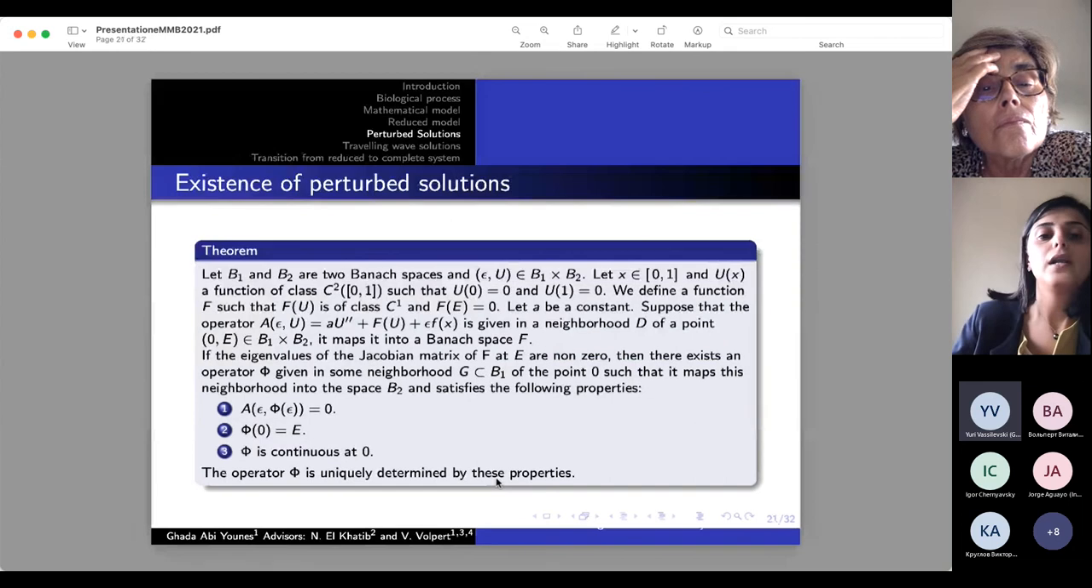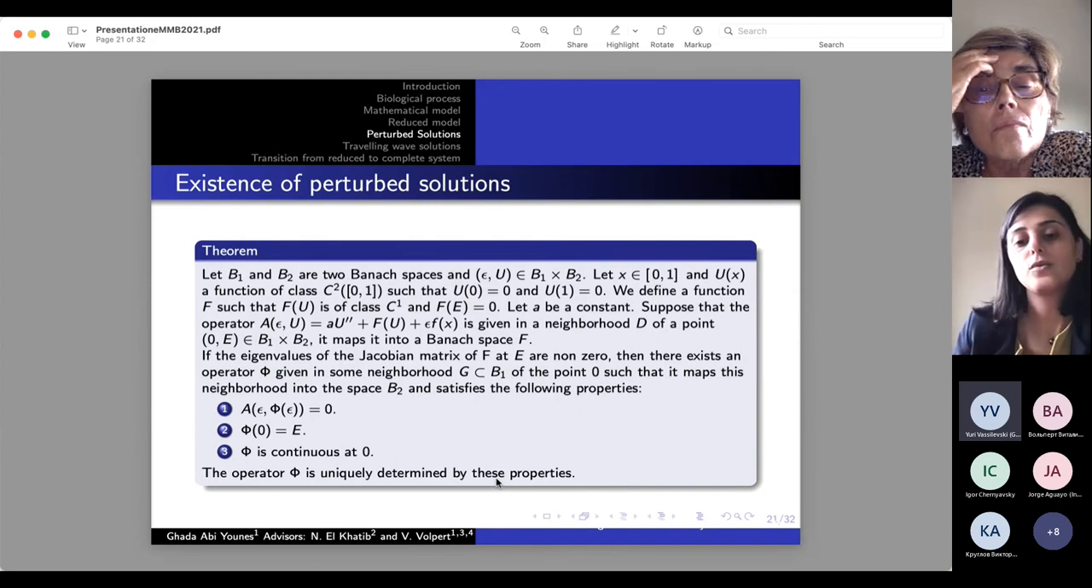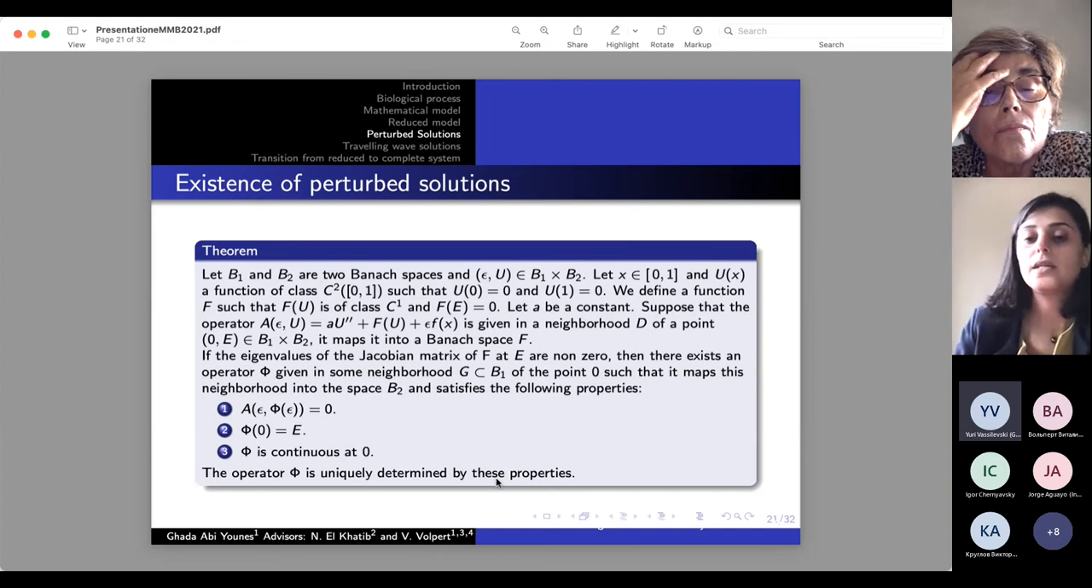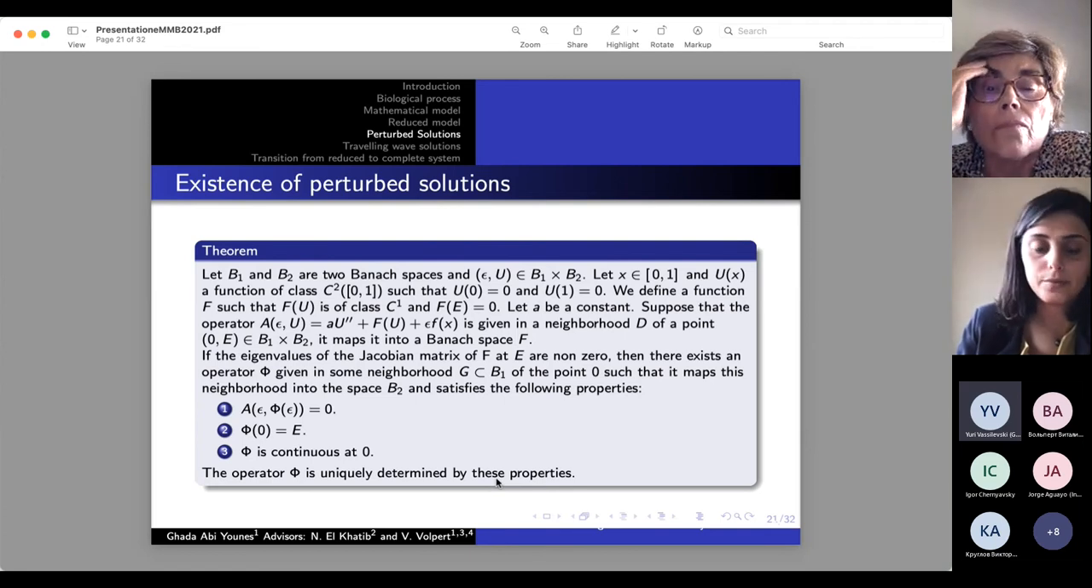So we rely on the implicit function theorem to prove that if we first take p0 to be strictly positive, close to zero, but lambda 2 is always zero, then we have solutions that are close to the one found for the reduced monotone system. And we do the same by taking now lambda 2 strictly positive close to zero and p0 strictly positive close to zero. So we could prove, as a conclusion, the existence of perturbed solutions when lambda 2 and p0 are strictly positive close to zero.